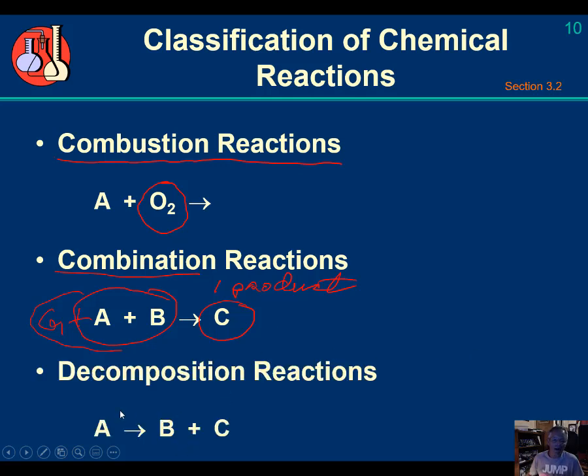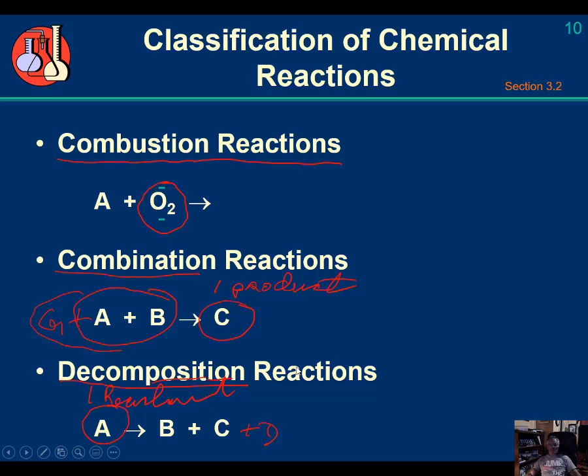And then we have decomposition reactions. And decompositions are easy to recognize. You have one reactant, and you have multiple products. There could be another product out here, even another product, but the way you recognize a decomposition reaction is that a reactant decomposes into multiple products.